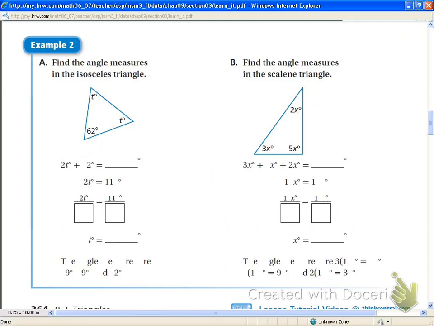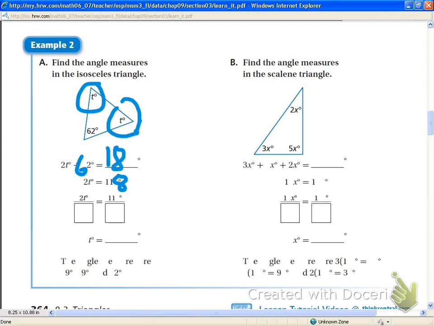Example 2. We have to find the measure of the angles of an isosceles triangle. So now we have 2t because I have 1t. So 1t plus 1t is 2t plus 62. My PDF is messing up. So we're going to subtract 62 from each side. So this should say 118.